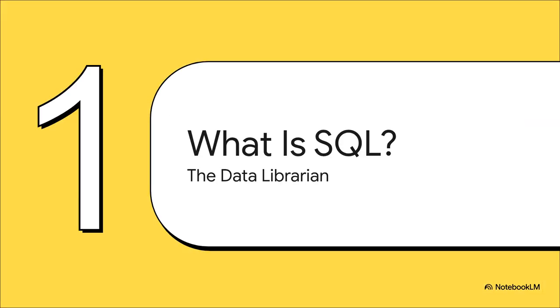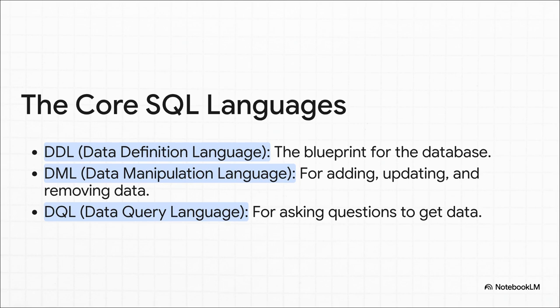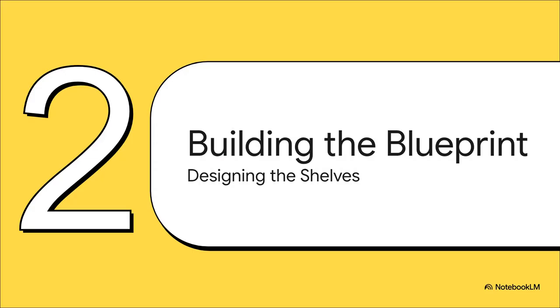So, first up, what exactly is SQL? Let's get to know our data librarian. Turns out this librarian language really has 3 main jobs, each with its own fancy name. First, you've got DDL, which is the language for actually designing the library itself, the blueprints. Then there's DML, which is for all the day-to-day work. And finally, you have DQL, which is how we find the exact information we need. It's the magic part. Okay, let's start with DDL, the data definition language.